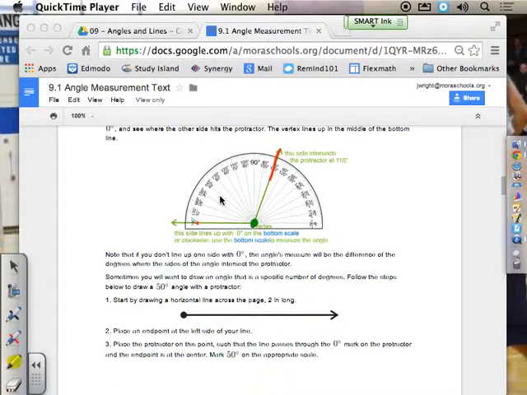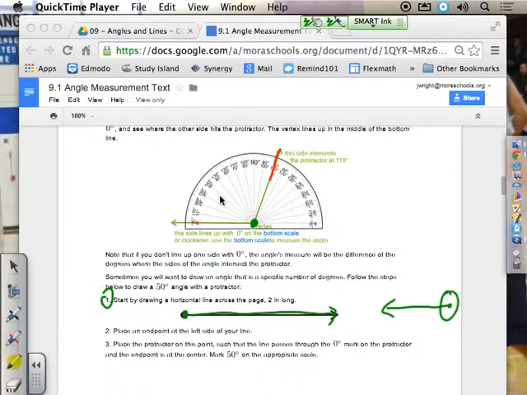Okay, the next part of our video is we're going to learn to use a protractor to draw an angle. So the first thing you start by doing is, although it says draw a horizontal line number 1, you want to start by making a point and then drawing a straight line. You can use the edge of your protractor to make sure it's straight, and it can go either way. If you wanted to draw a line that went this way, that would be fine, as long as it's straight and has an endpoint.